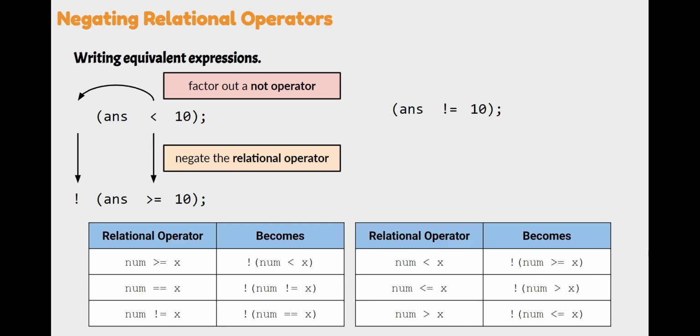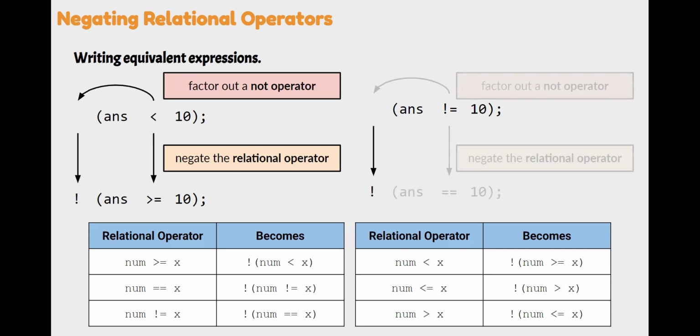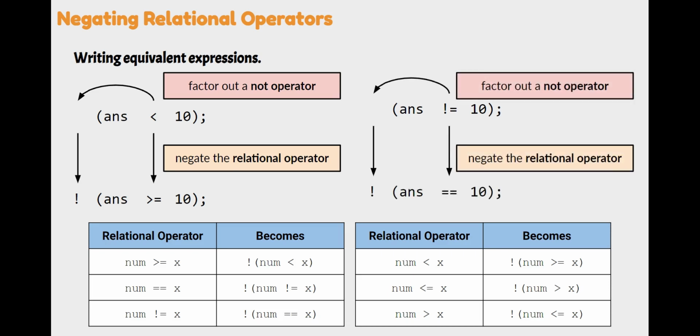Looking at the second example, we are saying that we want answers that are not equal to 10. We want to factor out our not operator. That not operator goes in the front of our resulting Boolean expression. We still negate the relational operator. The opposite of not equal to is equal to. And so the equivalent Boolean expression is that we don't want answers that are equal to 10.